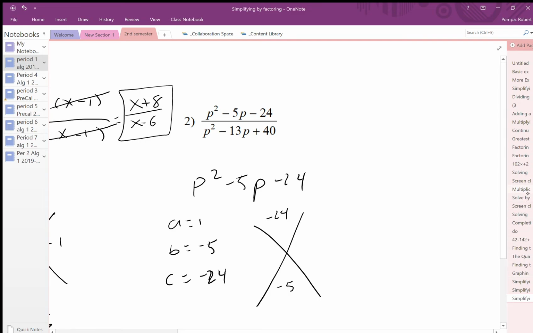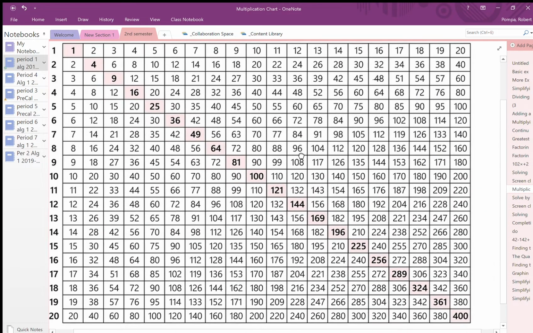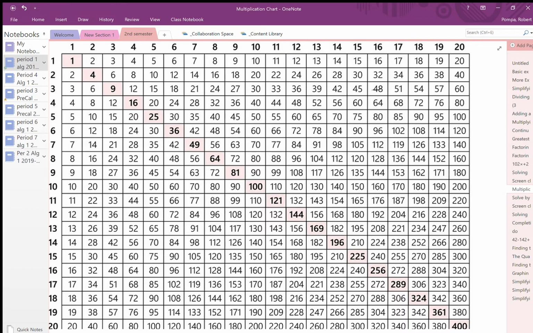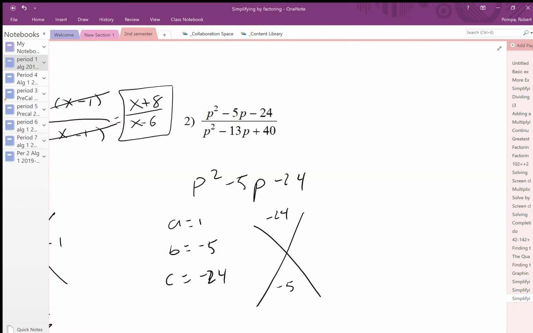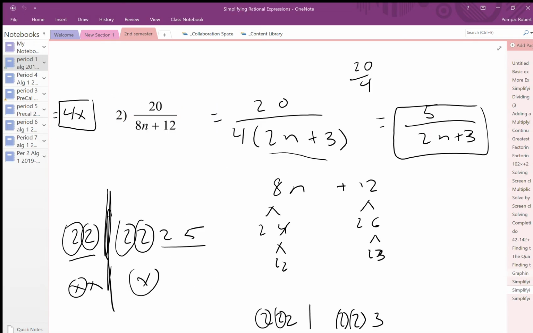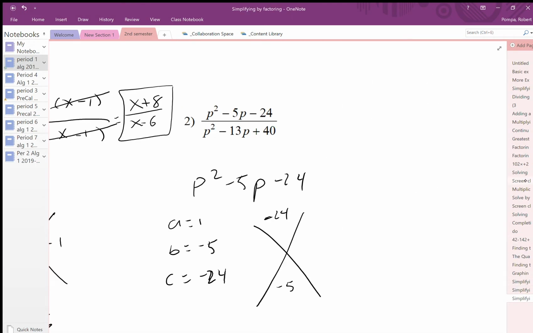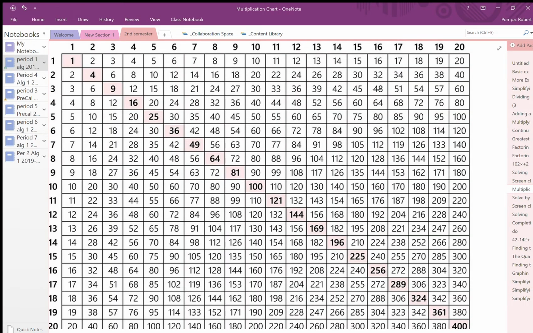In case you guys forgot it, here's the multiplication chart. And we're looking for what? Negative 24. And since this is negative, it means we're subtracting. So let's see, 24. I told you guys to start off with the 2's. Here's 24. 12 minus 2 is 10. So that's not it.